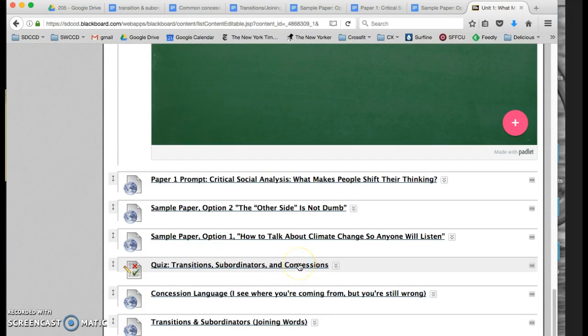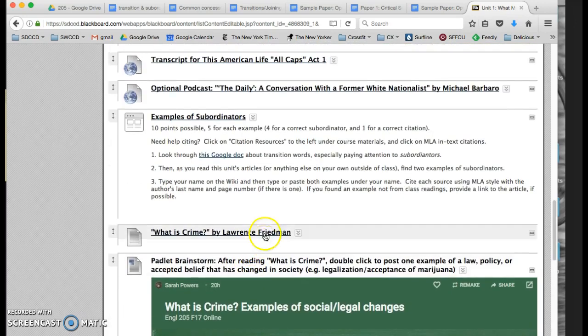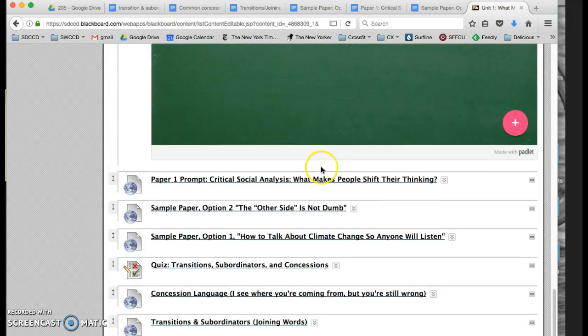So before you take that, and that's due Friday by the end of the day, I want to talk about these 3 things: transitions, subordinators, concessions. Some of you have already worked through this assignment here, where you are just finding examples of subordinators. So this Google Doc is the transition words one. It's also linked down here, transitions and subordinators, those joining words. So I want to talk about transitions, subordinators, and concession language. So I have these 2 documents, concessions, transitions, open already.